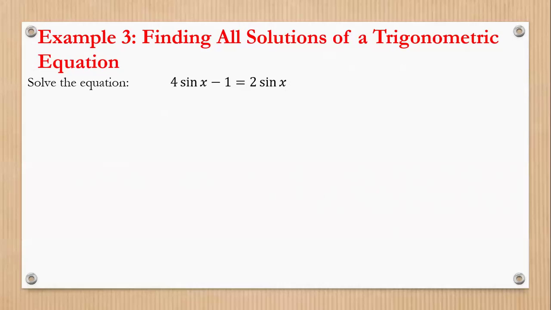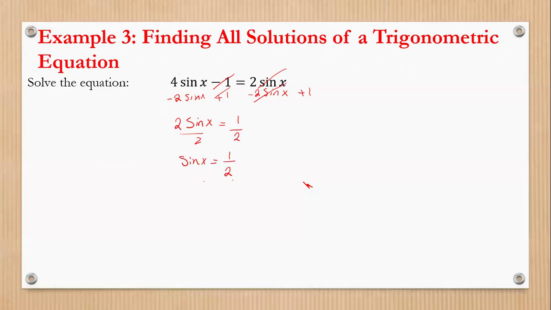So I need to move 2 sine to the left by subtracting 2 sine x, and I need to move 1 to the right. So 4 sine x minus 2 sine x is just 2 sine x, which is equal to 1. Now if I divide both sides by 2, because I want the sine isolated, sine x must be equal to 1/2.